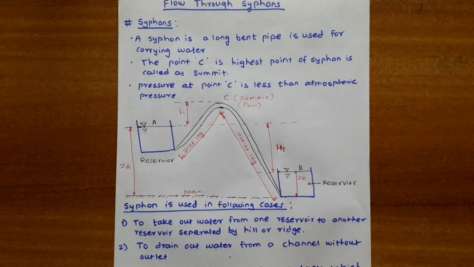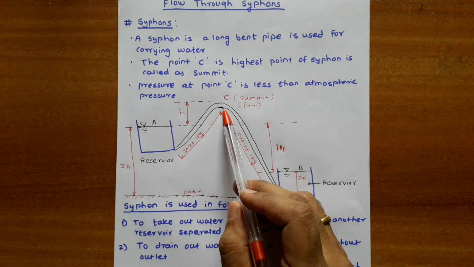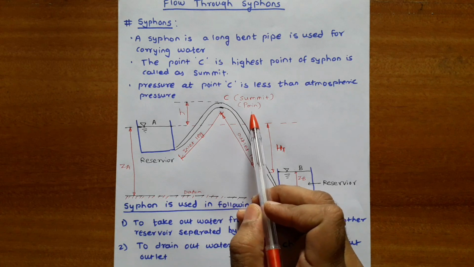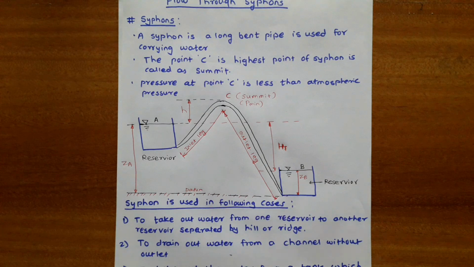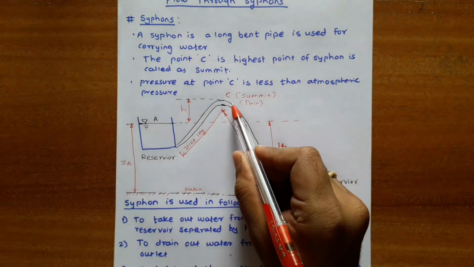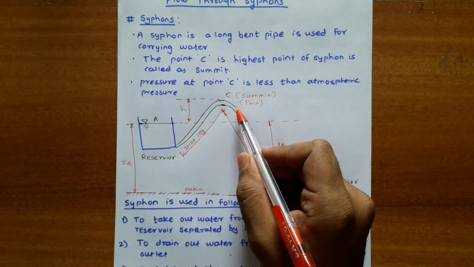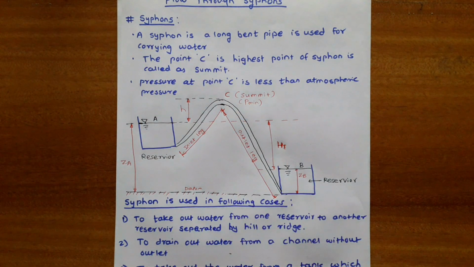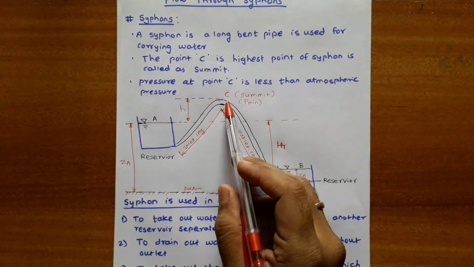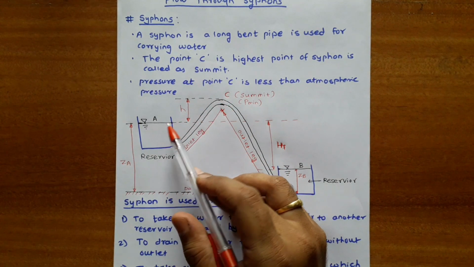Now the point C is the highest point of siphon. This point is called the summit. Summit is point C. The pressure at point C is less than atmospheric pressure and it lies above the free water surface in the tank. The position of point C is higher than reservoir A.